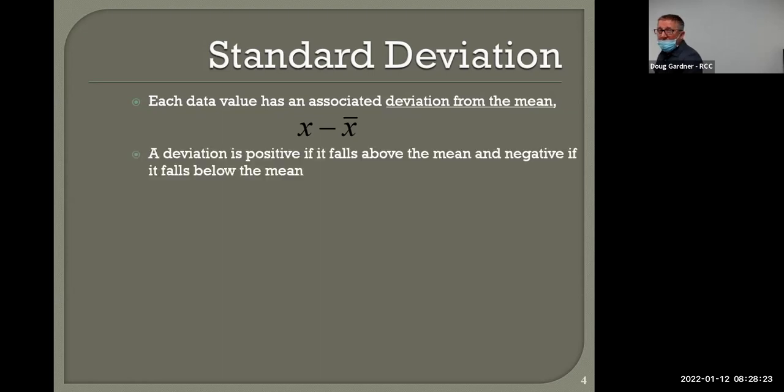So if it's positive, then it's going to be above the mean, right? Because if we subtract the mean from it, and it's bigger than that, we'll get a positive number. It'll be negative if it's below it. So that's kind of important. If I get a negative there, it means I'm below the mean.